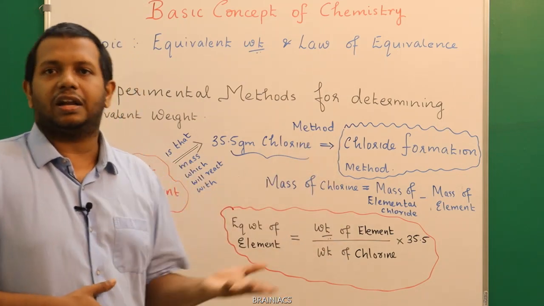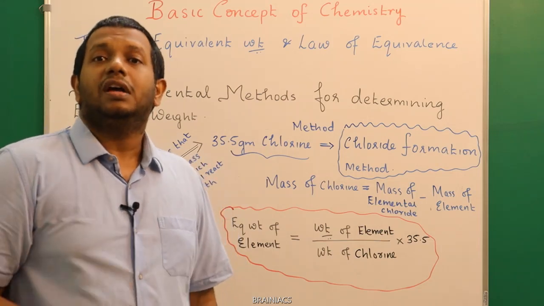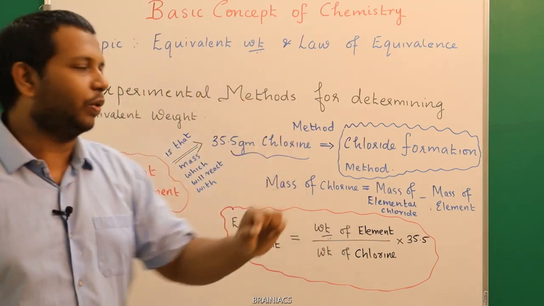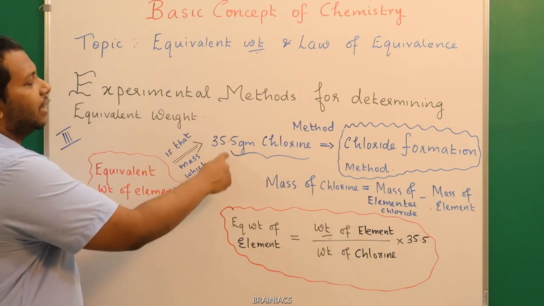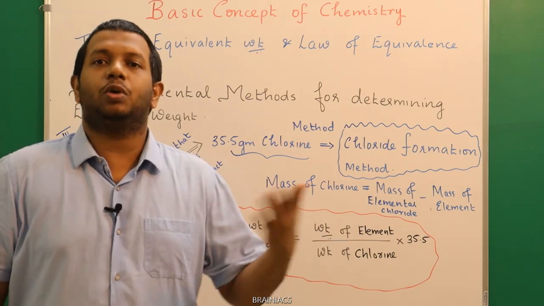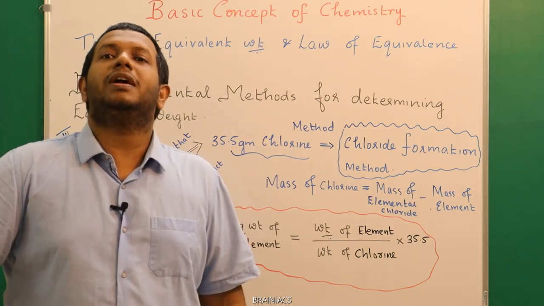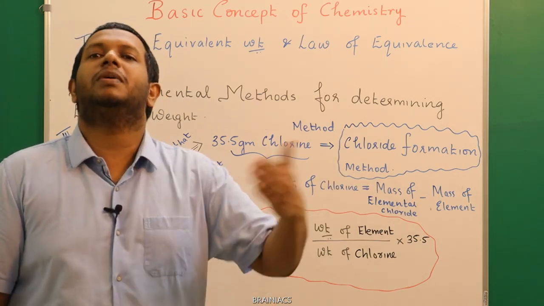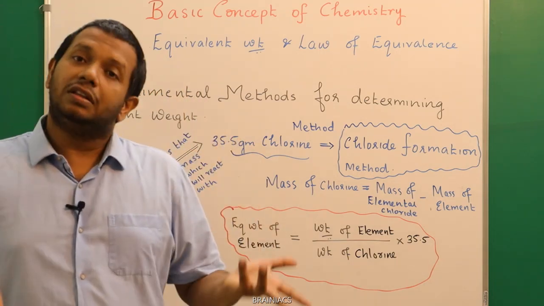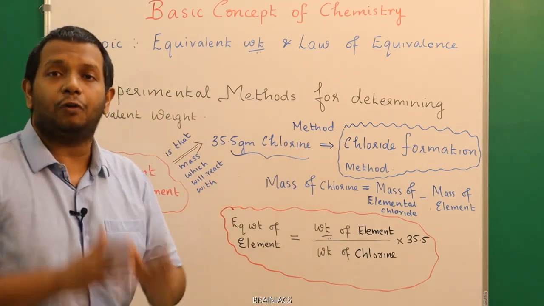Other way, earlier I have told, in the question paper they may say 200 gram of the element reacted with 71 gram of chlorine. As per my definition, equivalent weight is that mass which will react with how much gram of chlorine? 35.5 gram of chlorine. So as per the statement, 200 gram reacted with 71 gram. Now 71 you divide by 2, it will become 35.5. So divide on the left side also, it will become 100 gram. Then I can say 100 gram is the equivalent weight of that particular element. Like that also they can ask. Anyway, this is called the third method, the chloride formation method.